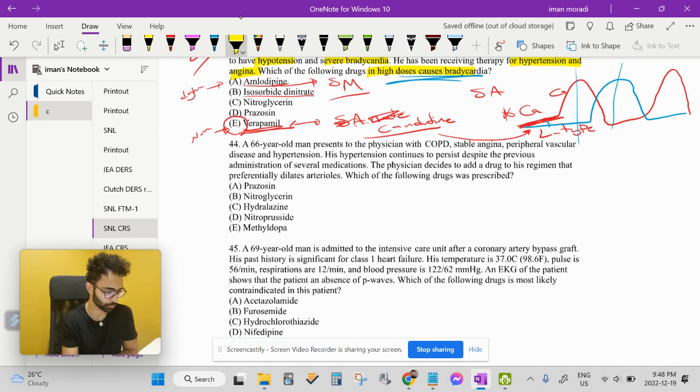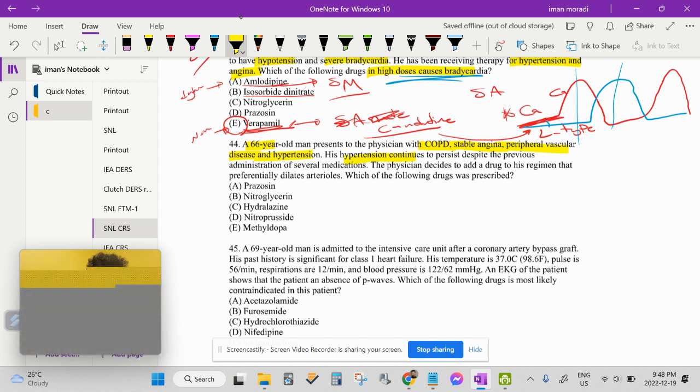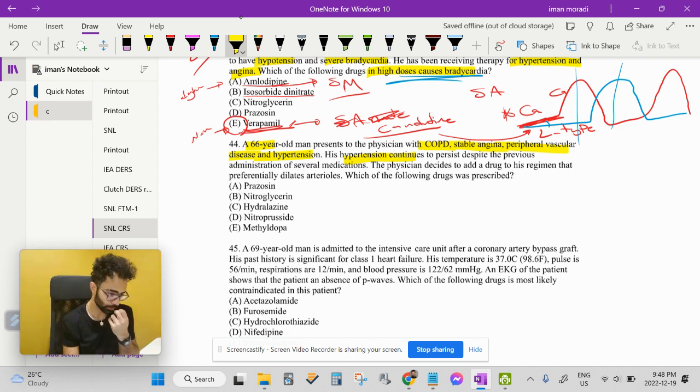44. A 66-year-old patient with COPD, stable angina, peripheral vascular disease, and hypertension, right? Okay. I'm just creating a mental model of what that looks like in a patient. His hypertension is persistent. The physician decides to add a drug to this regimen that preferentially dilates arterioles. I just talked about this, right? Said hydralazine.